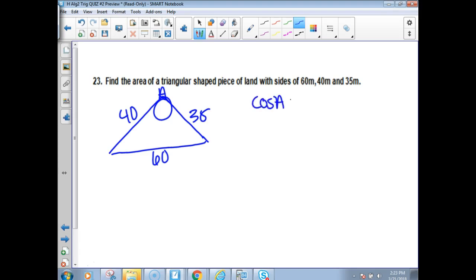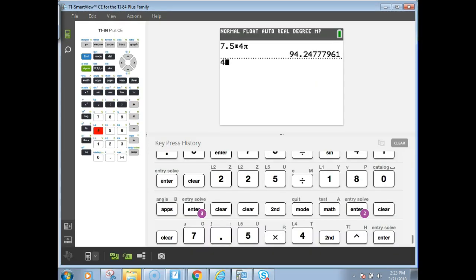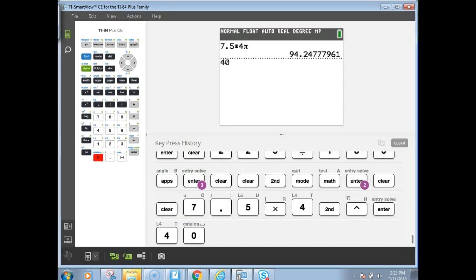Cosine of A is the adjacent sides squared and added, 40 squared plus 35 squared minus 60 squared, all over 2 times the adjacent sides multiplied. All right, so then we go and type in the numerator, 40 squared plus 35 squared. So we have to do a step before we can actually find the area.